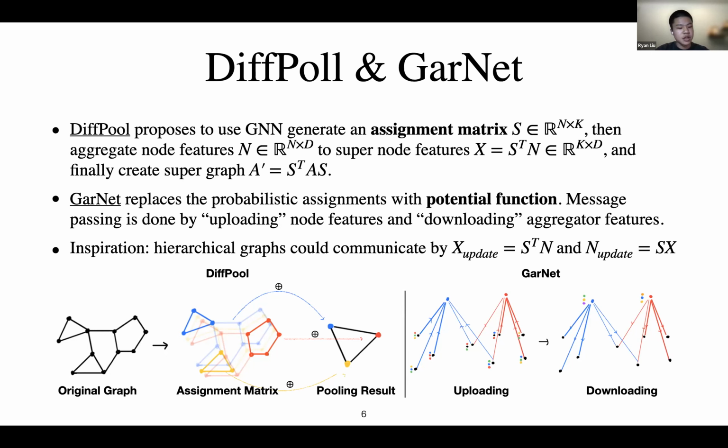So our takeaway here is that the hierarchical structure can communicate by passing S transpose N to the supernode updates and passing SX back to the node updates.